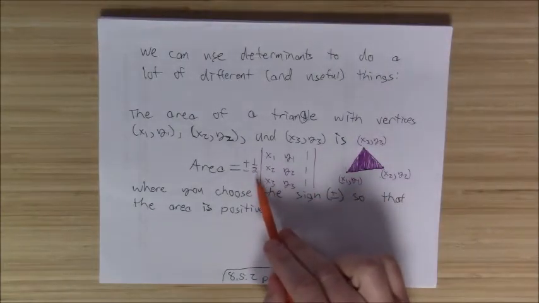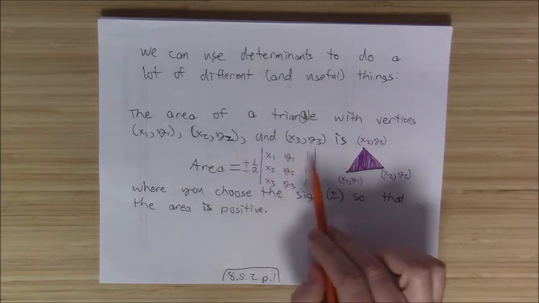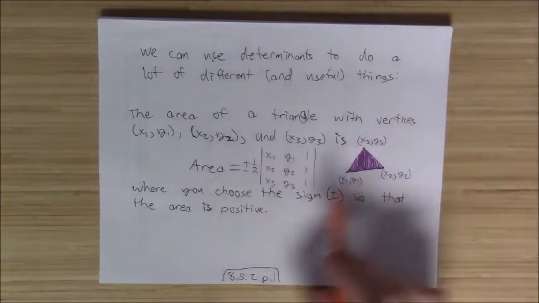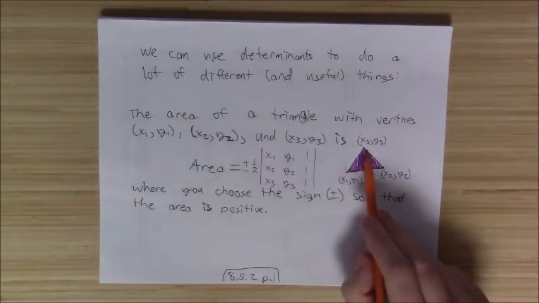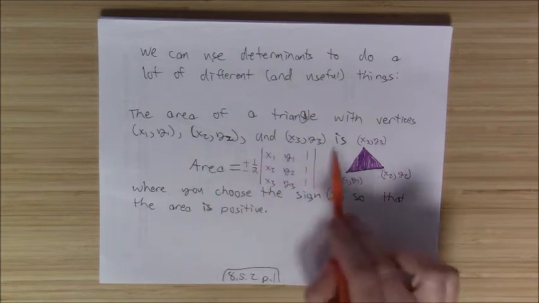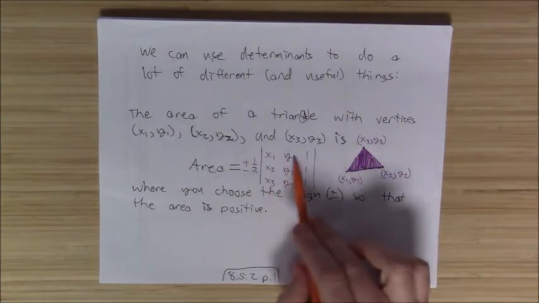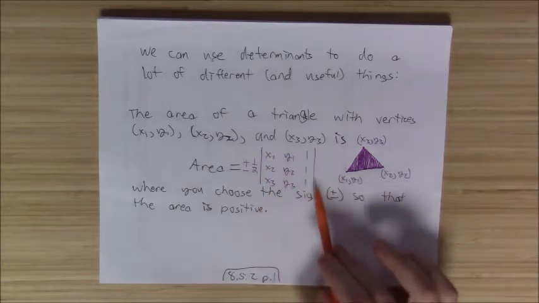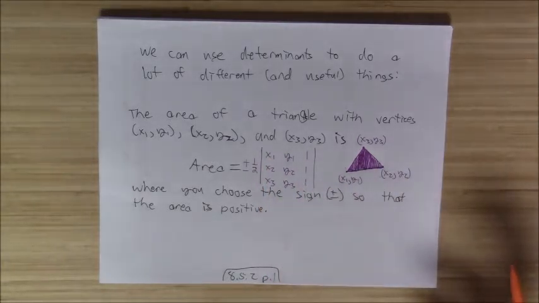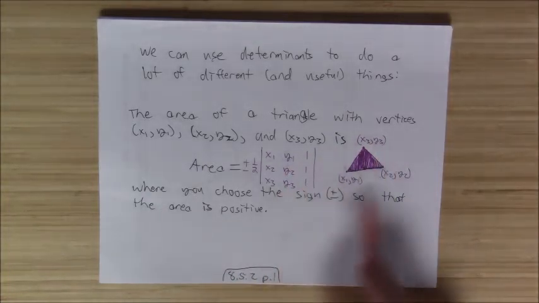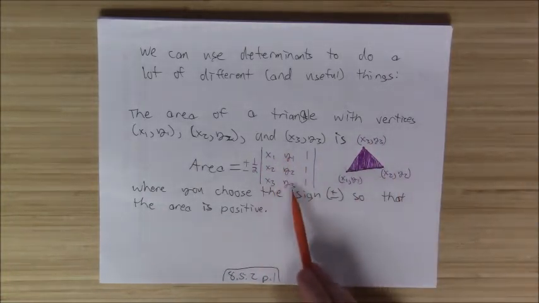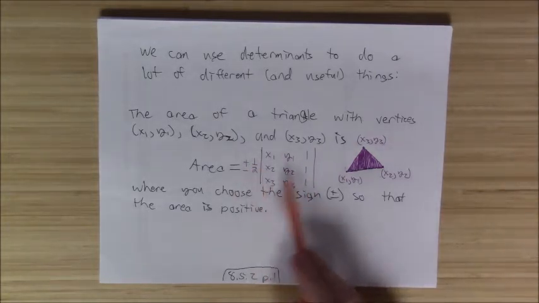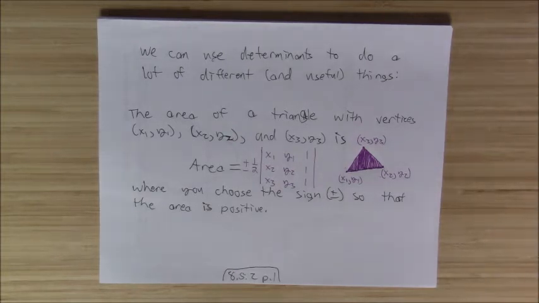plus or minus 1/2 times the determinant of the matrix with rows x1, y1, 1; x2, y2, 1; and x3, y3, 1. So here we take each of the points that correspond to the vertices of our triangle, and we write them in the first two columns of this matrix, and then we just put 1 in the last column. We know that the area needs to be positive, so it's possible that the determinant could be positive or negative, but the 1/2 will correct the sign.